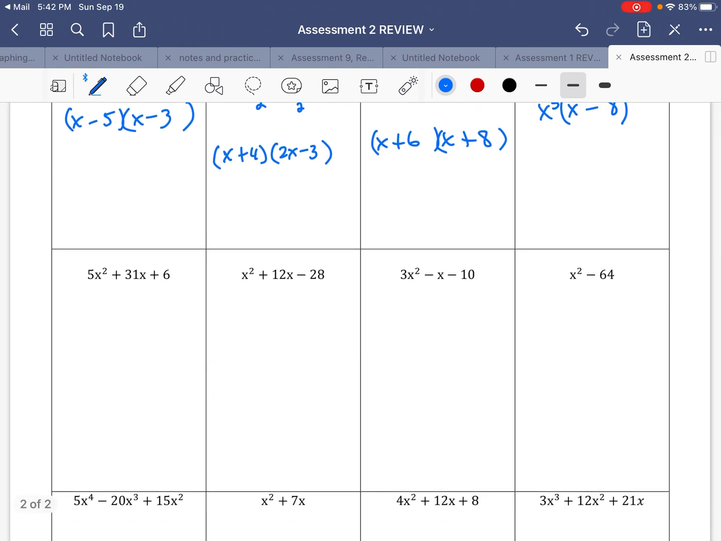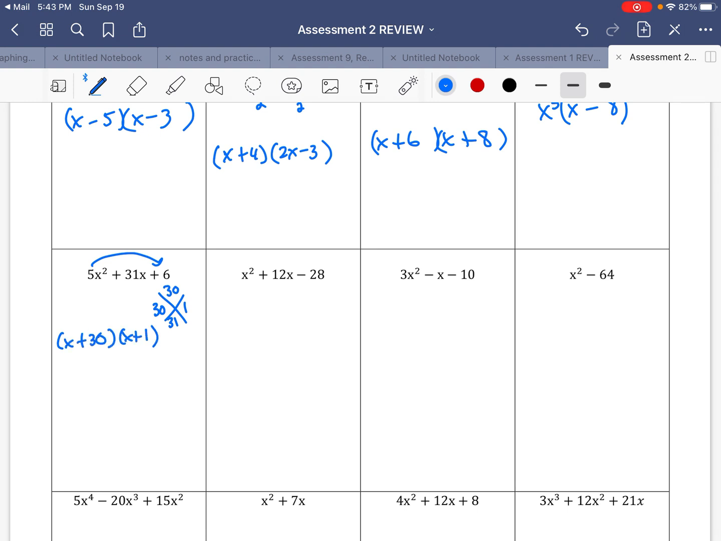All right, next row. So 5, 31, and 6 have nothing in common. So we are ready to factor. We are going to multiply 5 times 6 to get 30. So 30 goes up top and 31 there. All right, what multiplies to 30 but makes 31? How about 30 and 1? All right, so I get x + 30 and x + 1.